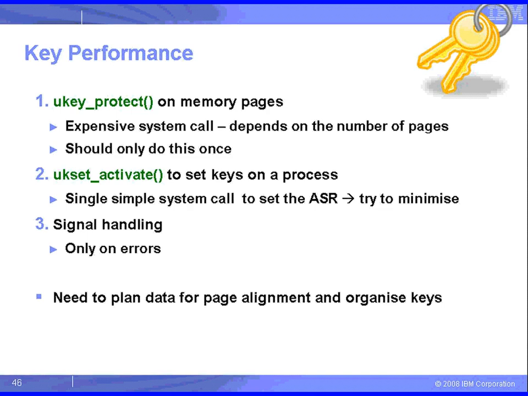The activate is a simple system call, so that should be fairly quick. But you shouldn't be doing that thousands and thousands of times, only as you start a particular module perhaps, and then when you come back you'll reset the keys. And finally, signal handling, of course, that depends what you're doing in your signal handler, but one hopes that we're not calling signal handlers thousands and thousands of times. We should be removing these errors and eliminating them completely, so that shouldn't cause a performance issue.